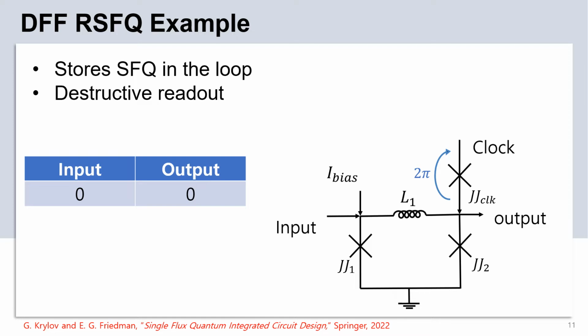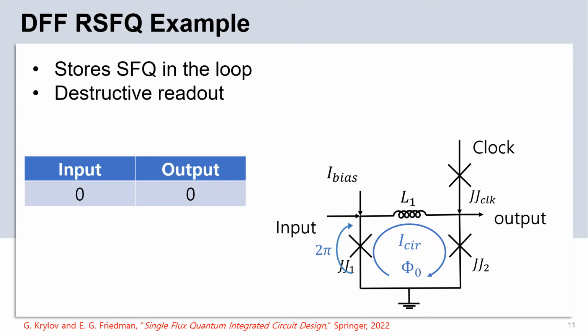When an input SFQ pulse enters the D flip-flop, it switches JJ1, and now the loop stores the single flux quantum. The loop actually has a magnetic flux, and it stores it by a circulating current. Because of this circulating current, the bias current in JJ2 is now larger.